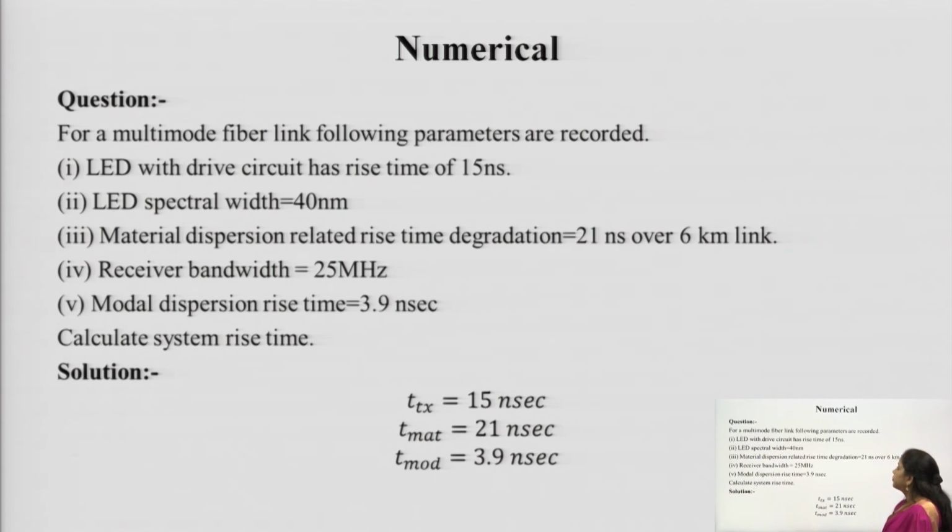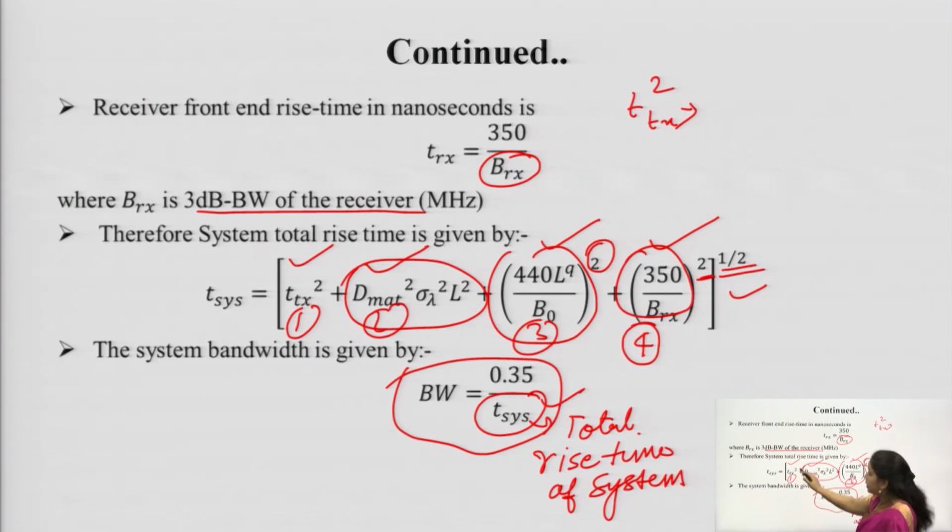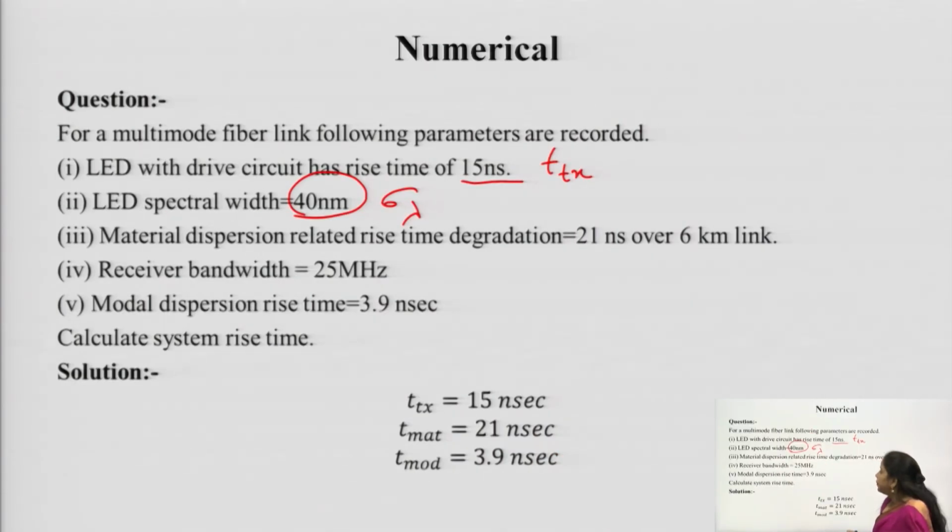For a multi-mode fiber link, the following parameters are recorded. An LED with a drive circuit has a rise time of 15 nanosecond, and the LED has a spectral width of 40 nanometer, which is given by sigma lambda. That means it will be TTX, the notation for transmitter rise time. Material dispersion related time degradation is 20 nanosecond over a 60 kilometer link. Receiver bandwidth is given as 35 megahertz, modal dispersion rise time 3.9.